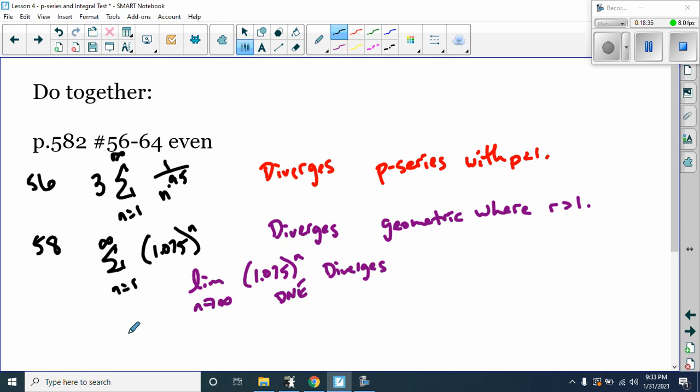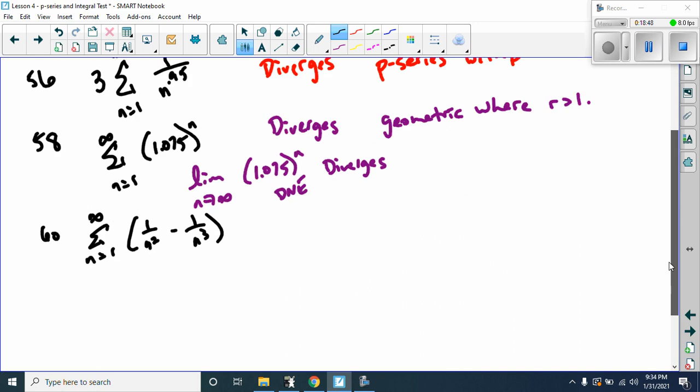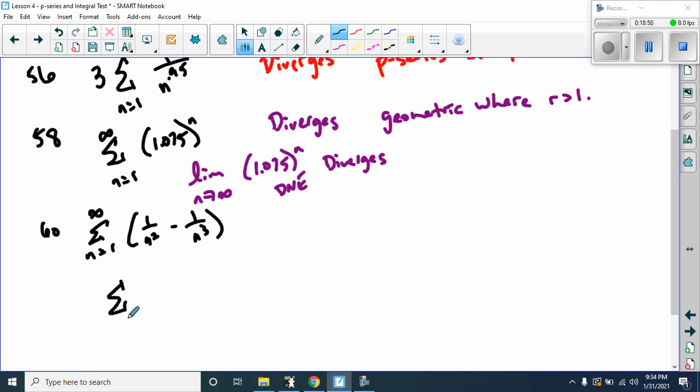Number 60. Number 60 is the sum as n goes from 1 to infinity of 1 over n squared minus 1 over n cubed. You can split it into two separate series. This is the same as the sum as n goes from 1 to infinity of 1 over n squared minus the sum as n goes from 1 to infinity of 1 over n cubed.